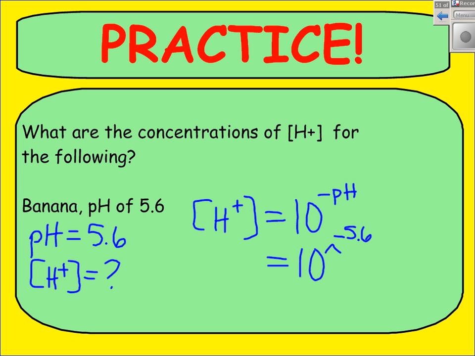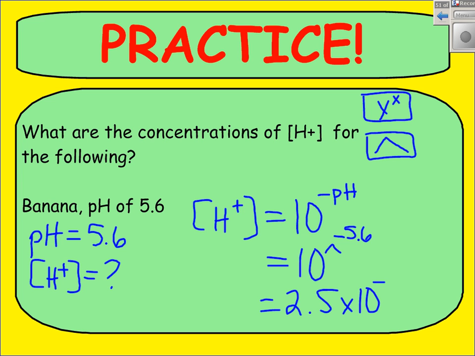Now in our calculators, let's do that. Punch in 10, hit the raise to button on your calculator, which is either the caret button or the y to the x button, and then type in negative 5.6. Your hydrogen concentration with correct significant figures should be 2.5 times 10 to the negative 6. Now you solved for a concentration, so make sure you put your unit. Concentration is in molarity.